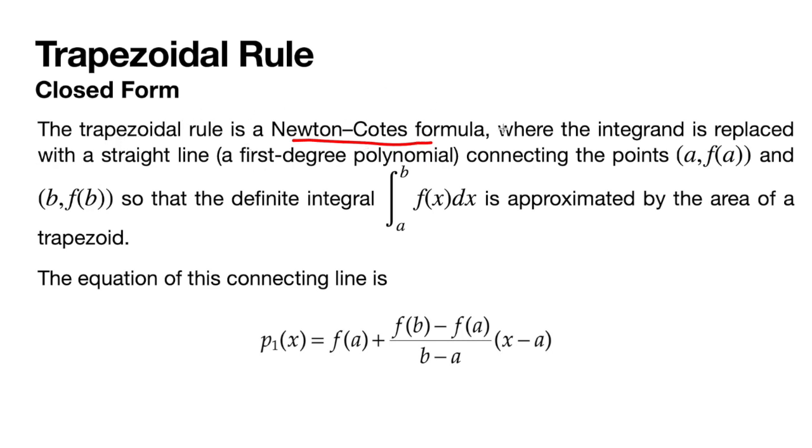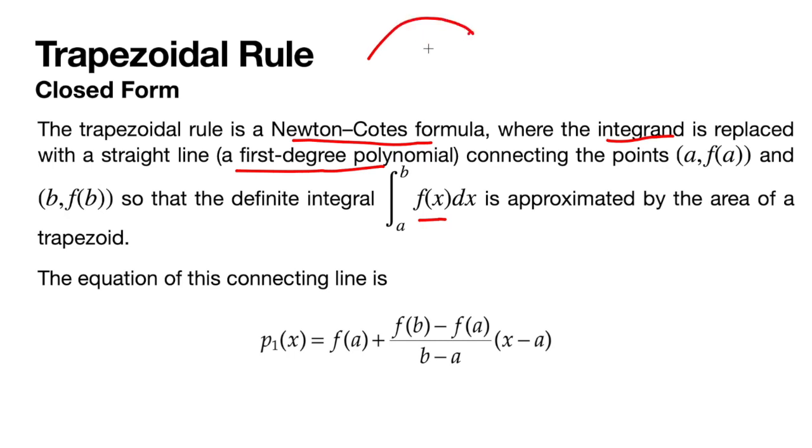So in the trapezoidal rule, we have to replace the integrand. You know that the integrand is f of x. You have to replace the integrand with a straight line, the function of a straight line, a first degree polynomial connecting the points a, f of a and b, f of b. So a, f of a is basically 0.1 and this is 0.2. You know that this one value was the function.